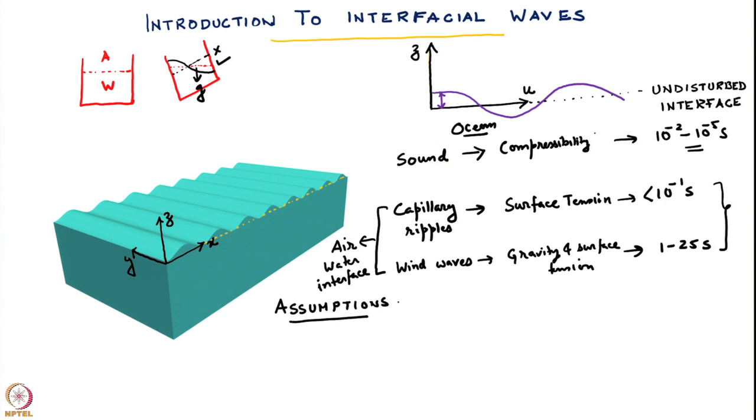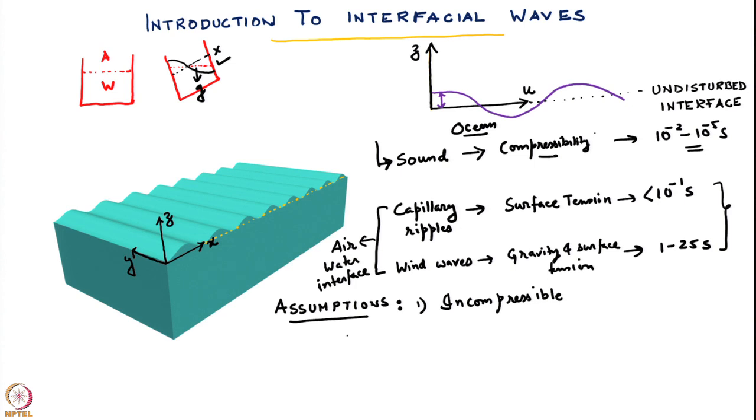And we will start with some of these assumptions, and as we proceed along in the course, we will relax some of these one by one to understand what happens when each of them is relaxed. So our first approximation is that we are going to assume that the medium is incompressible. So we are going to eliminate sound waves, because sound waves, as I said, come from the compressibility of the medium. So we are going to eliminate sound waves from our system. Okay, we are only interested in waves on the interface.